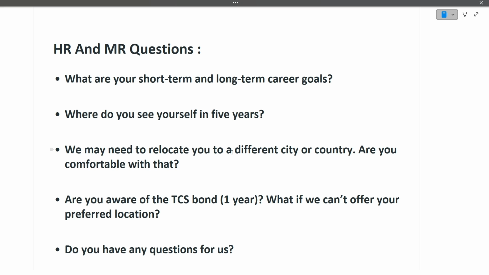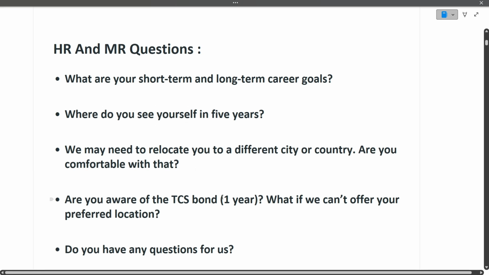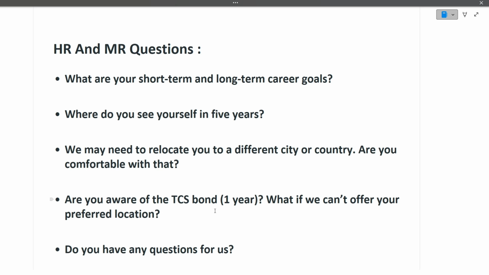Are you aware of the TCS bond of 1 year? What if we can't offer your preferred location? This TCS bond of 1 year is not in TCS Digital. It is in TCS Ninja. For TCS Digital, there is no bond. They just want to know whether you are aware of the policies they are bringing through these questions. Next is, do you have any questions for us? Do ask questions regarding that: what will be your job profile, and what will the company expect from you? All these things you can ask the interviewer.